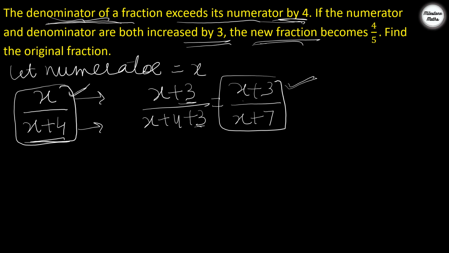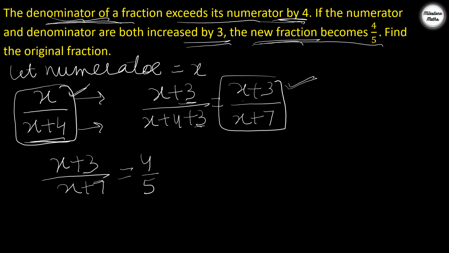Now they are saying the new fraction becomes 4 by 5. So this is the new fraction, x plus 3 divided by x plus 7, and this becomes 4 by 5. So both are equating, right? Once we are equating, we are getting the equation. Now this kind of equation, as we have done in the previous video, we just cross multiply and solve it.